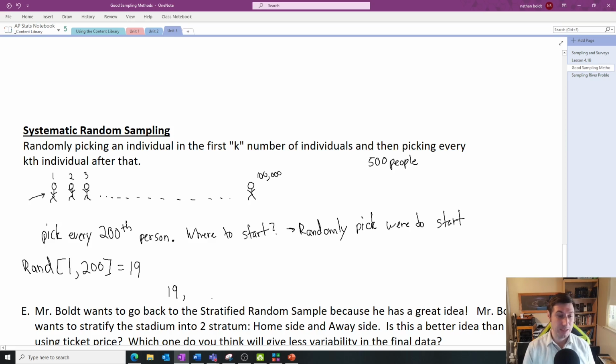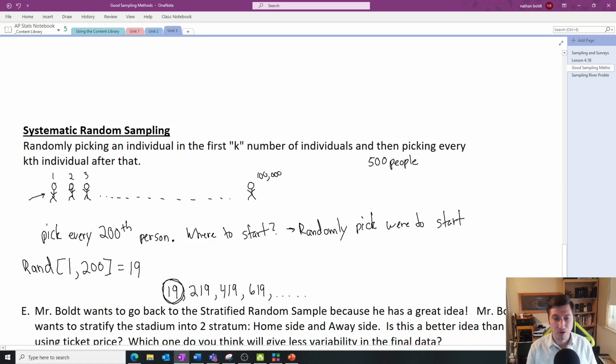The next person I'm going to ask, I'm going to go down the line 200, and I'm going to ask the 219th person. And now I'm going to ask every 200th person after that. So I'm going to ask 219, 419, 619. And technically these are all random because the first one was random. That could have been a 5, it could have been an 87, it could have been anything from 1 to 200. These are all now randomly picked.